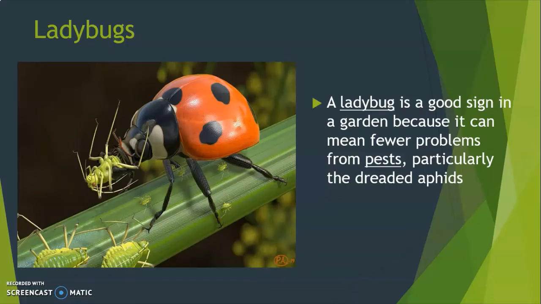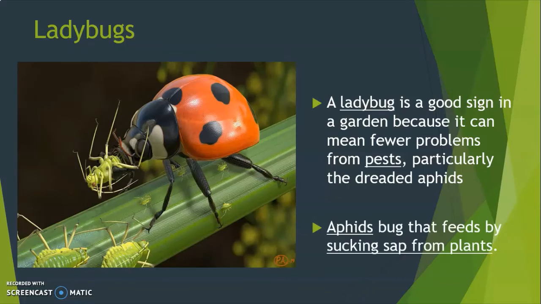So what are the dreaded aphids? As you can see in the picture, the green one, that is the aphids. Aphids are bugs that feed by sucking sap from plants. So aphids are harmful to the plants in our garden. So this kind of insect is harmful.